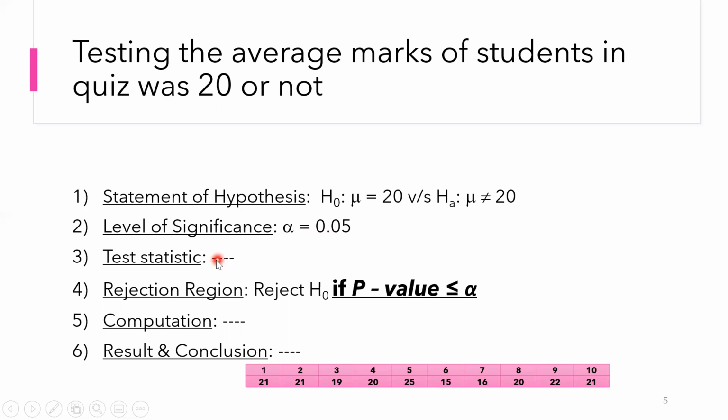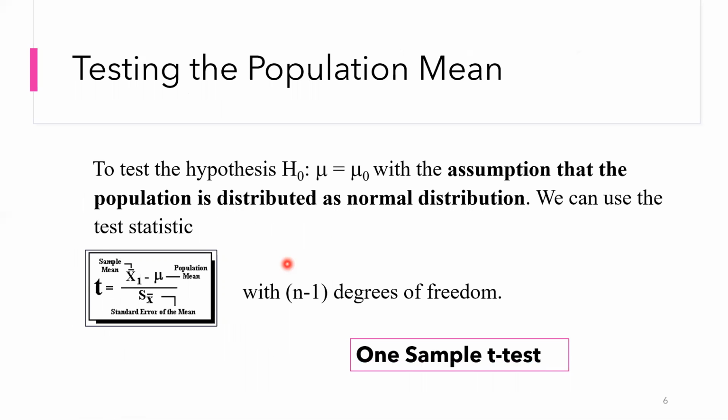Then we have to define the test statistic, for which we have to see the type of the data and the statement of hypothesis, which we are going to study in our next slide. The rejection region is that we will reject the null hypothesis if the p-value is less than or equal to alpha. Then we compute it, and make the conclusion based on the above steps. So this is step number 3, about the test statistic. When we have a quantitative variable that follows a normal distribution, and we are going to compare the mean of the sample data to the hypothesized mean, we use the one sample t-test.